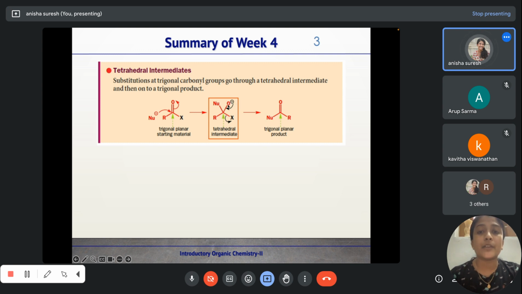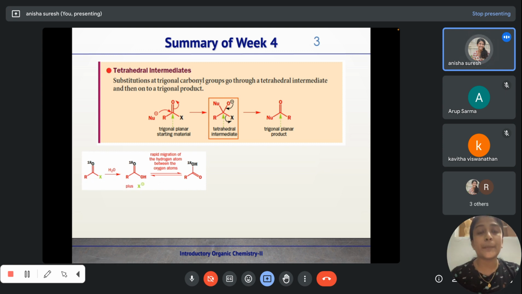Now the oxygen will try to come back to its position, and this X, which could be any leaving group, will be expelled, resulting in the formation of the product, which is again trigonal planar because the carbonyl carbon has re-formed and the hybridization has changed from sp3 back to sp2. So this was the general mechanism of nucleophilic addition reaction on carboxylic acid and its derivatives. It follows a tetrahedral intermediate pathway.